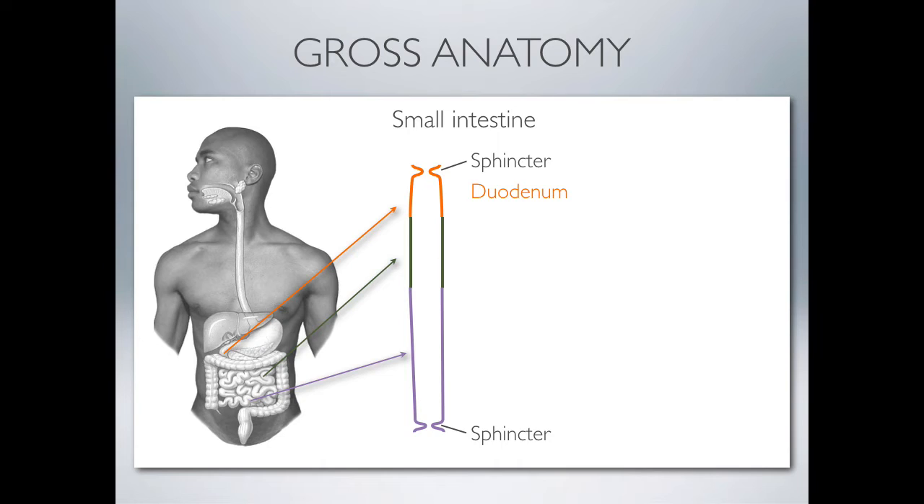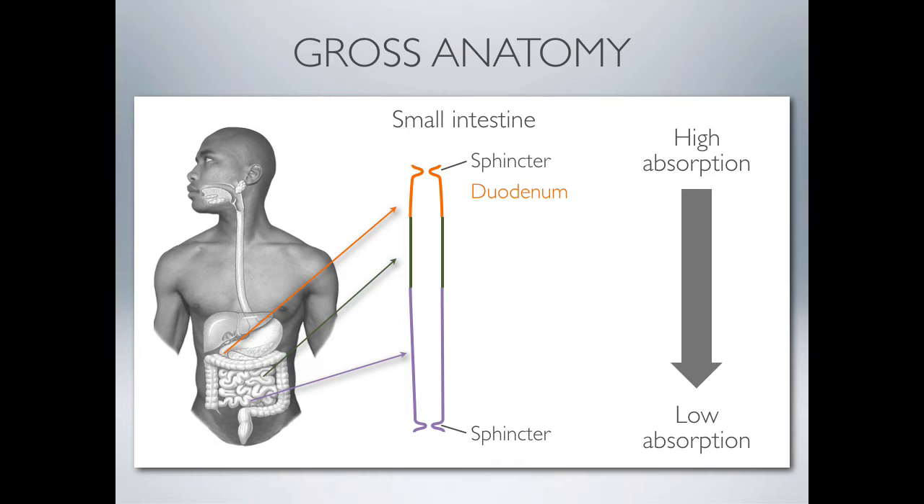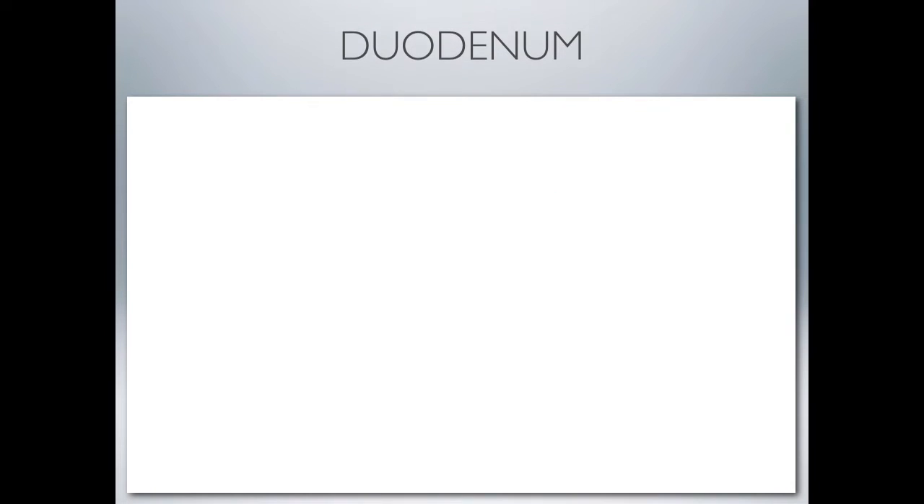And as a consequence of there being more food at the beginning, you have high absorption right there at the duodenum, and progressively less as there are diminishing returns on the meal. But fortunately, the small intestine is very, very long, and so we squeeze a lot of nutrients out of the meal. Okay, so let's zoom in on this juncture between the stomach and the duodenum.